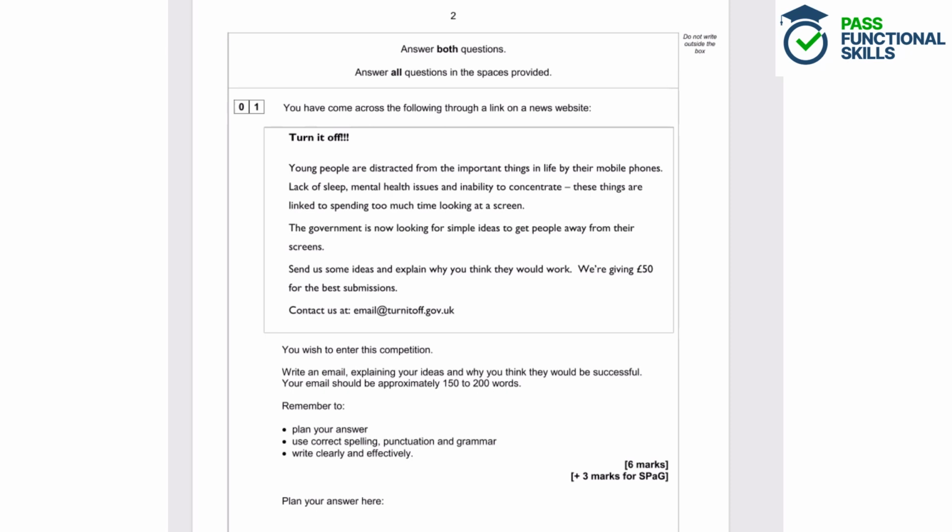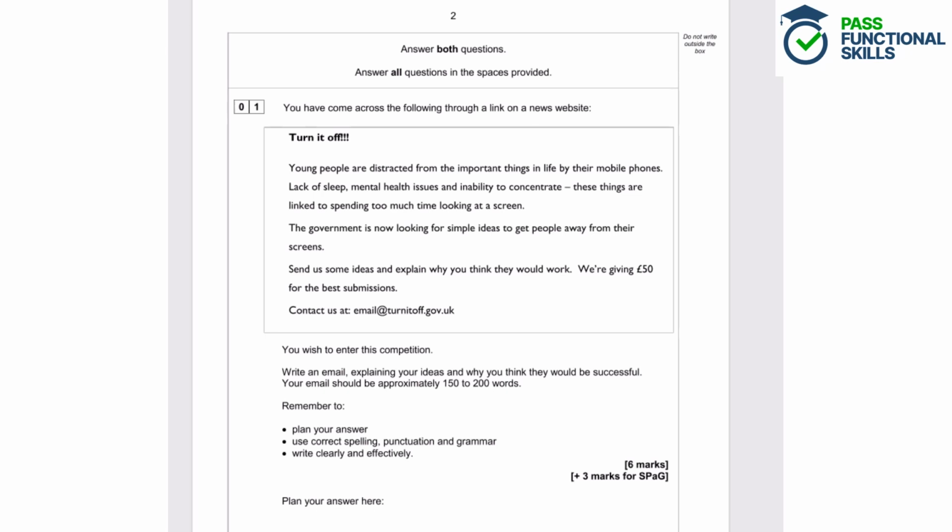Contact us at email@turnitoff.gov.uk. You wish to enter this competition. Write an email explaining your ideas and why you think they would be successful. Your email should be approximately 150 to 200 words.